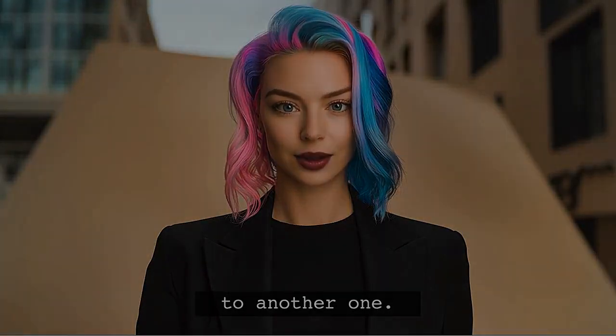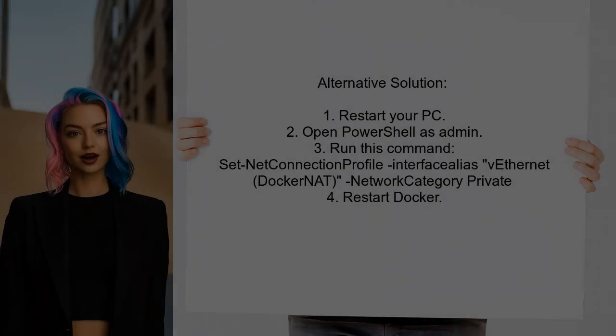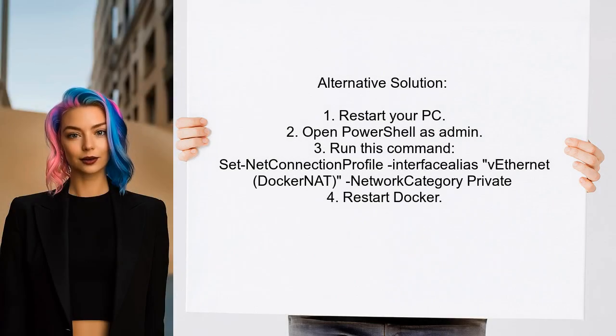Let's move on to another one. An alternative solution from another user suggests a few steps to resolve the Docker connectivity issue on Windows. First, restart your computer. Then, open PowerShell as an administrator and run a specific command to set the network category for Docker. Finally, restart Docker to apply the changes.